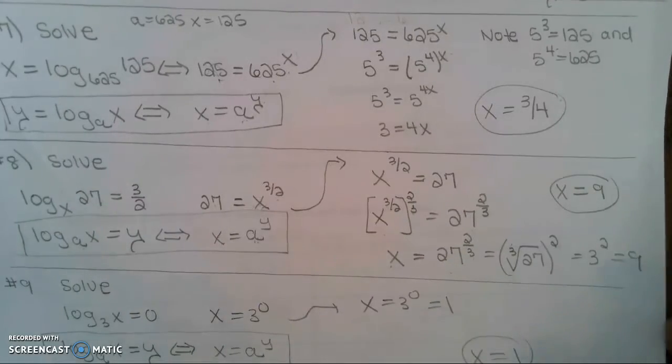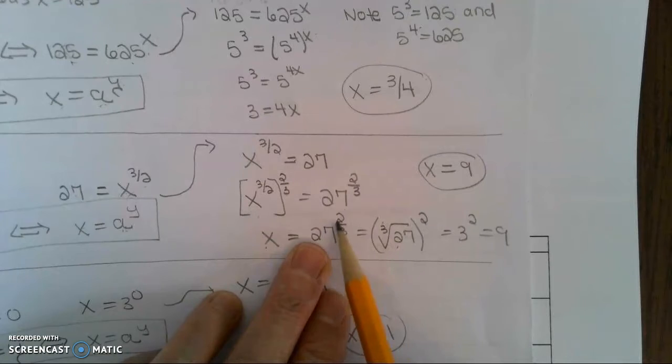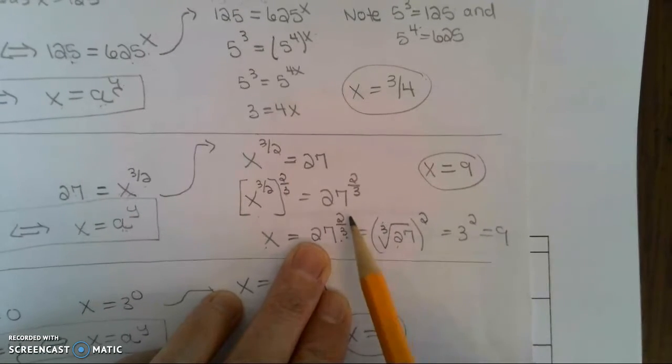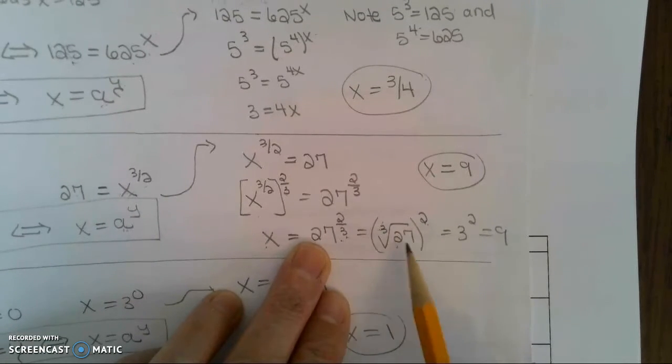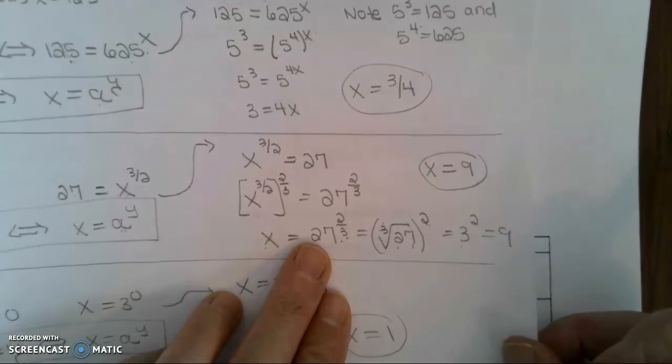That goes back to a previous section. This means the cube root of 27, and then I square it. So this again means a cube root, and I square that answer. The cube root of 27 is 3, and then I square that and I get 9. Okay, that's a pretty hard one, I think.